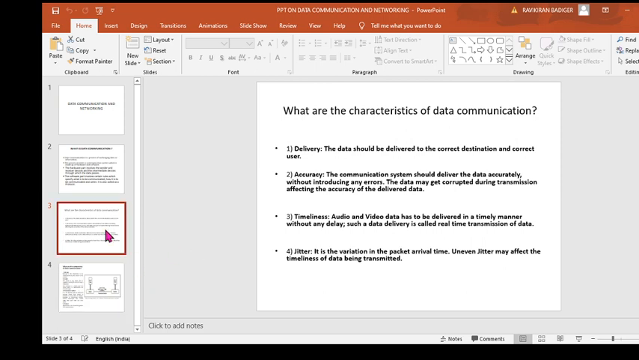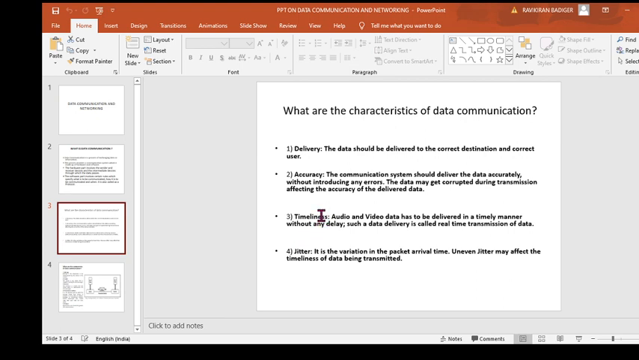And the second one is accuracy. When the sender sends the data and the receiver receives the data, it should be received in an accurate way, right? The data should be accurate.